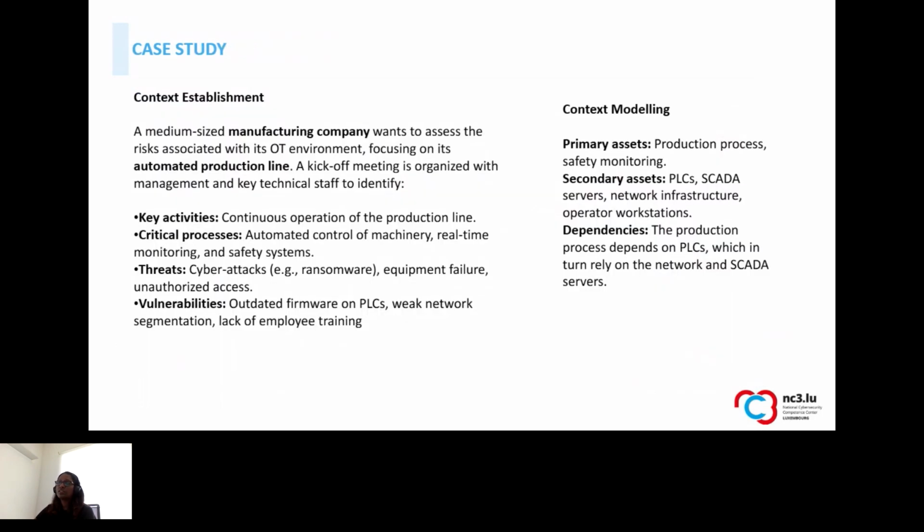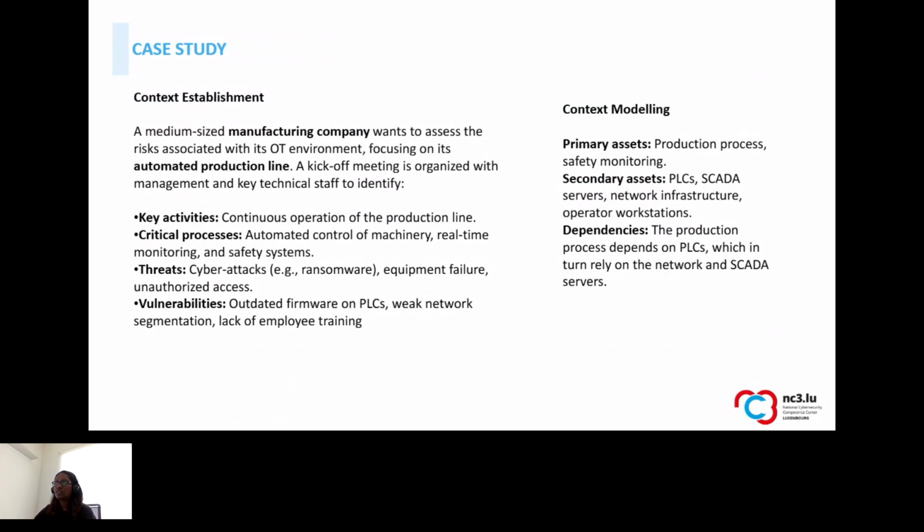So I've included one small case study here, just to show how we can think about context establishment and modeling. If you take a manufacturing company having an automated production line, what are the key activities that you identify? What are the key processes? What could be the threats, like ransomware, equipment failure, unauthorized access? What are the vulnerabilities, like outdated firmware, weak network segmentation, lack of employee training? So these are a few examples that I've given to give you an idea of what context establishment looks like.